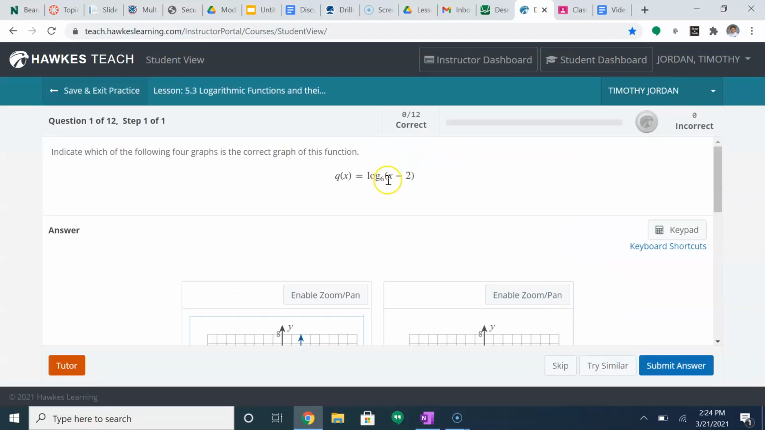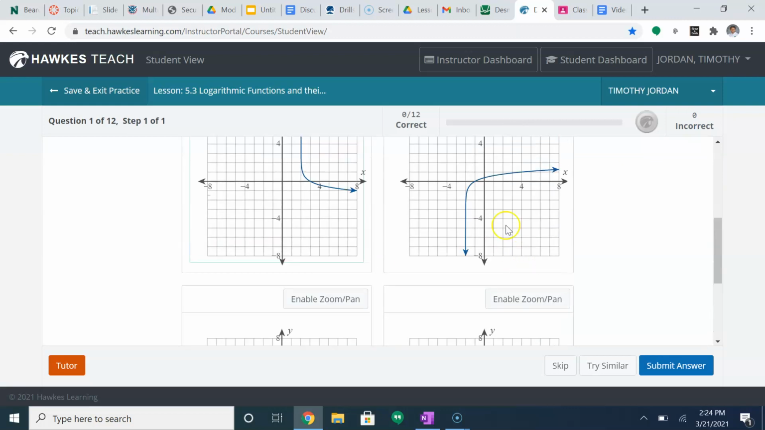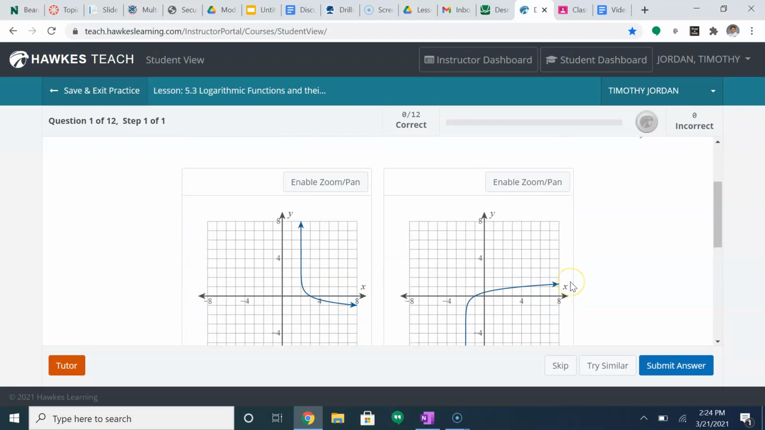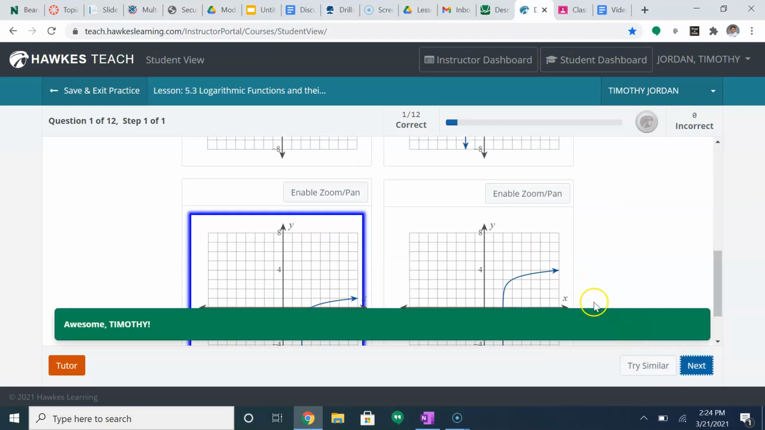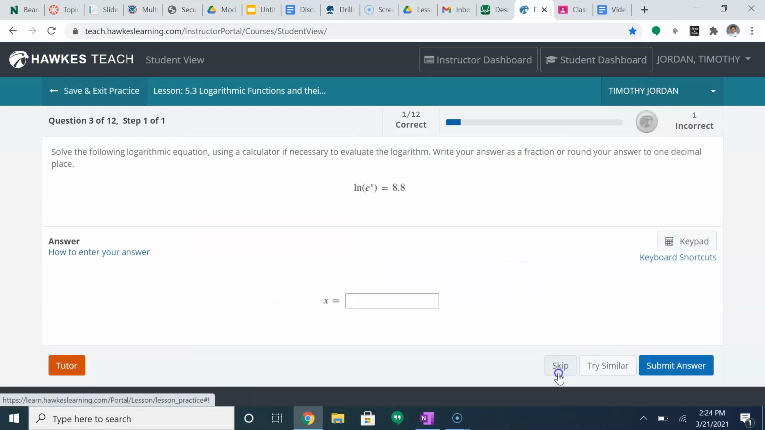So for example, log base 6 of x minus 2. You know it should be going up, like these 3. Minus 2 means I'm going to move it right 2. So I was at (1, 0), now I should be at (3, 0). And that's the only one that's going to do that. So we know that one's correct. As long as you know the general transformations, you should be fine.